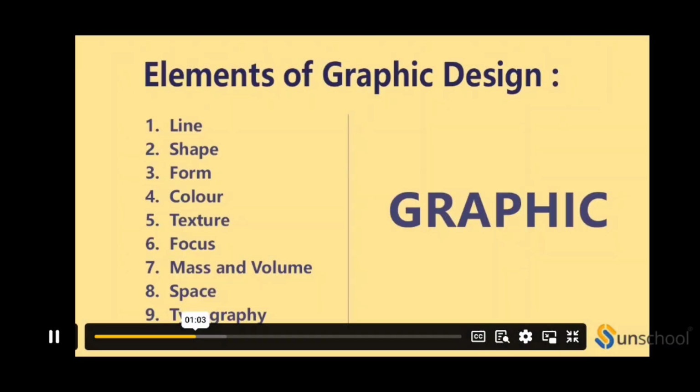Let's have a look at them. These are line, shape, form, color, texture, focus, mass and volume, space, and typography. This graphic part of graphic design determines the structure and the overall look and feel of your final design. So it's really important to identify and choose certain graphic design elements in order to get into the design process, because these are the building blocks. If you don't choose the elements that are going to create your building, you won't be able to create good graphics.